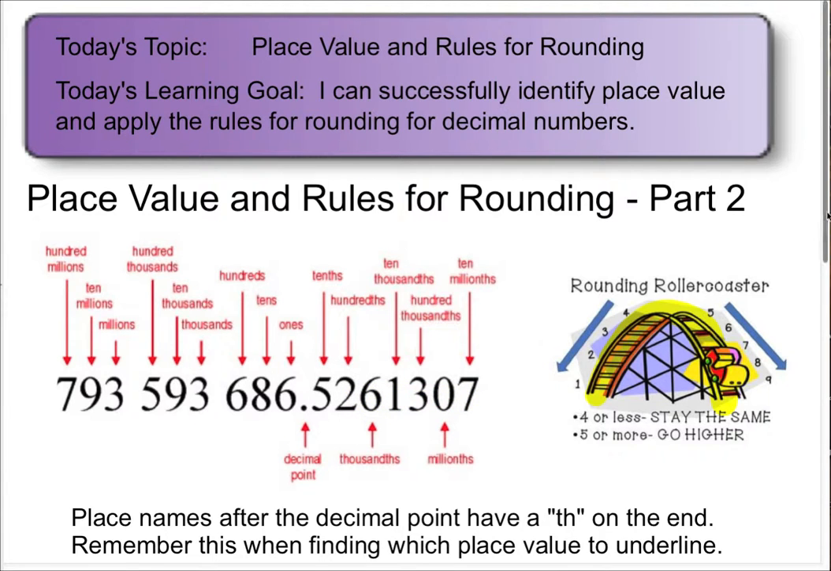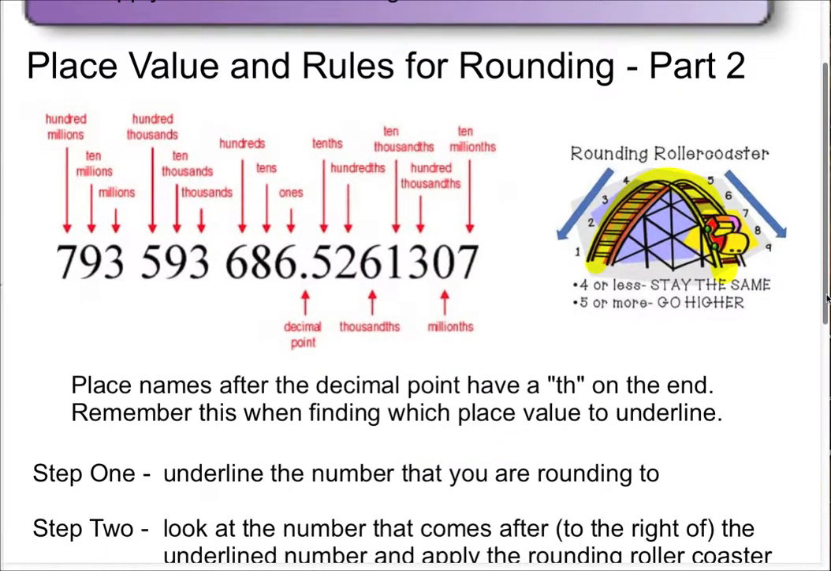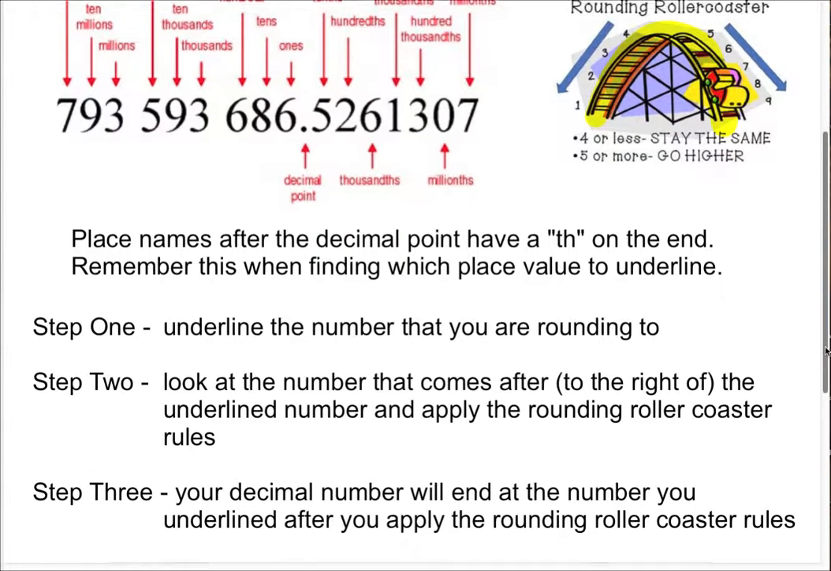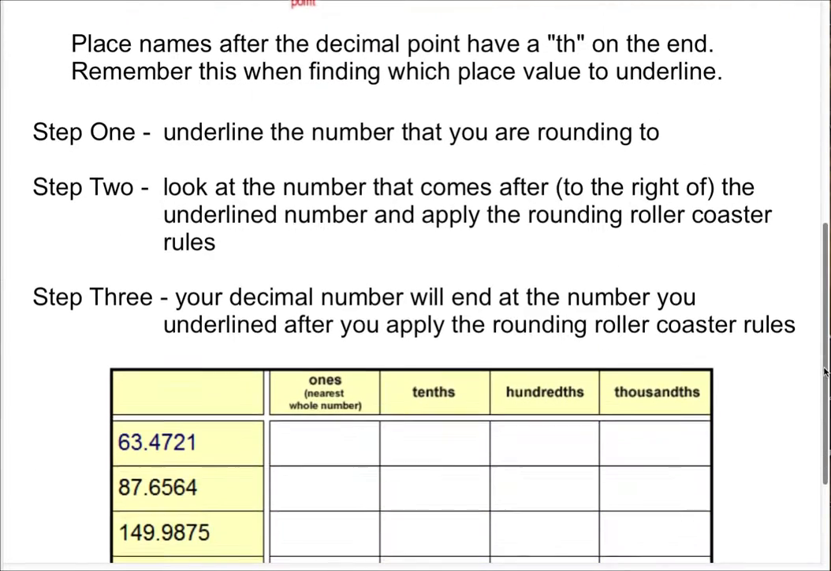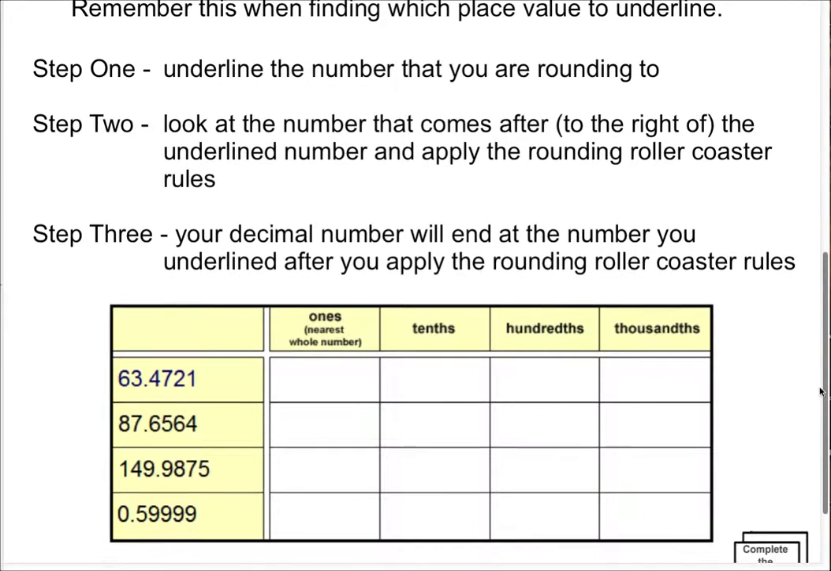Anywho, let's carry on. Place names after the decimal point have a th on the end. Remember this when finding which place to underline. So we're going to take a look at these ones again. And here's our steps. Step 1 still says underline the number you are rounding to. So we've got to be careful with what number we're rounding to. Now I'm going to do the first one, and then you're going to put it on pause and try to fill in the rest of the numbers, and then unpause me and check your answers, see if they match mine.